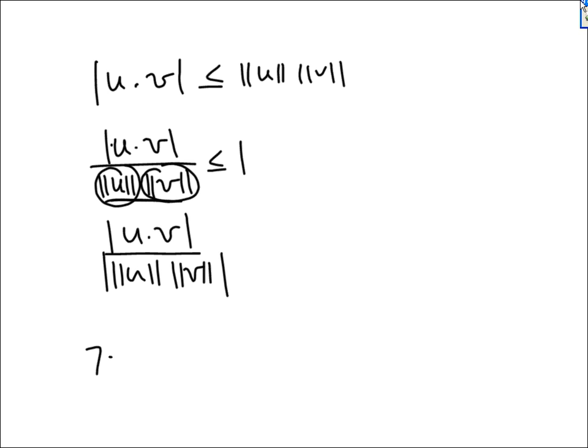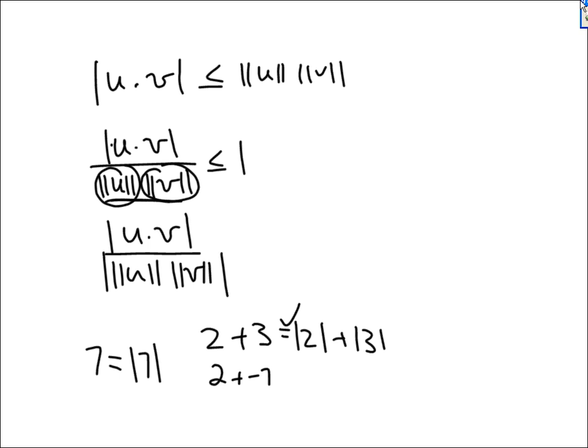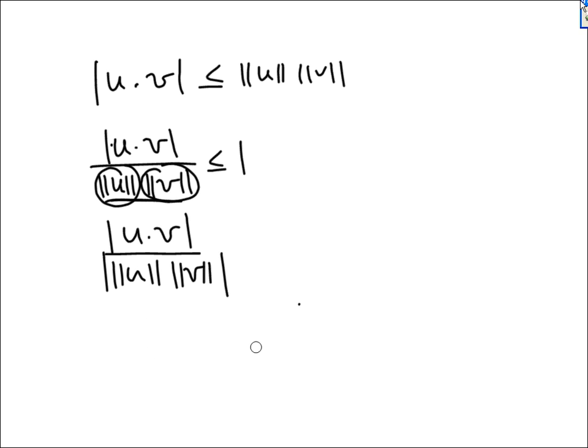Like 7 is equal to the absolute value of 7. If you want to write 2 plus 3, since they're both positive, you can write this. They're equal. The instant one of those numbers is negative, forget about it. 2 plus negative 7 is not equal to the absolute value of 2 plus the absolute value of negative 7.